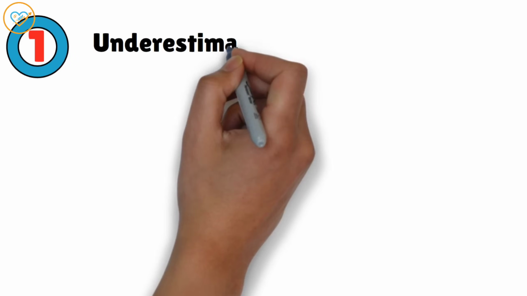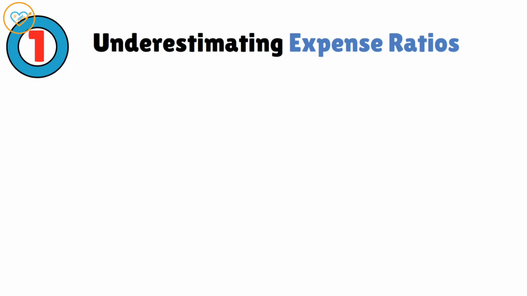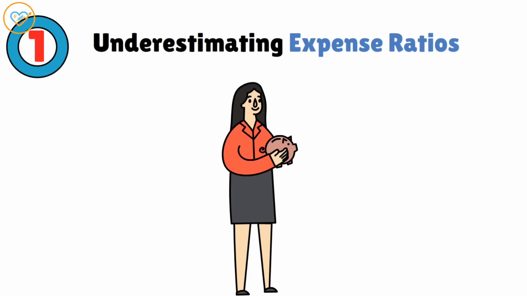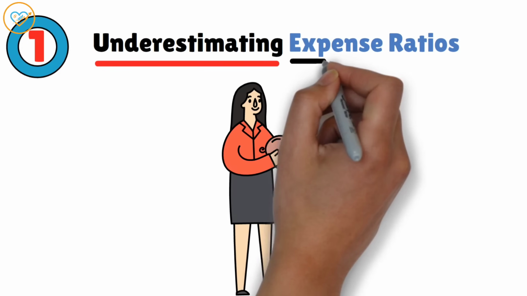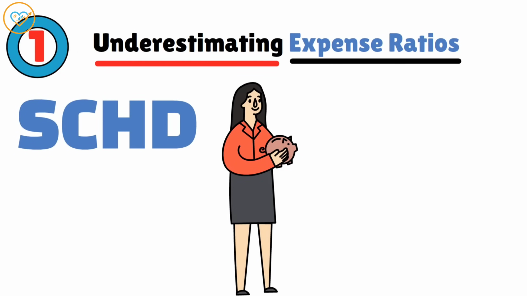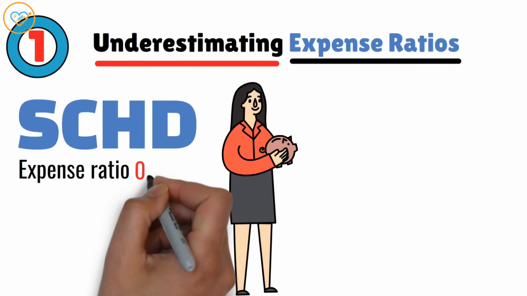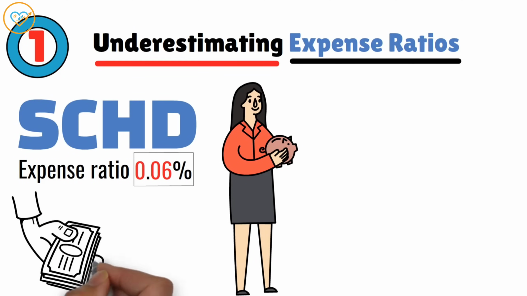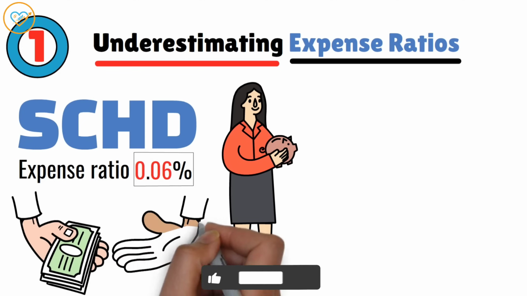Chapter 1. Mistake number 1. Underestimating expense ratios. Let's kick things off with a mistake many investors overlook: underestimating the impact of expense ratios. Now, SCHD is known for its impressively low expense ratio of just 0.06%. This means you're paying very little to own this ETF compared to others.